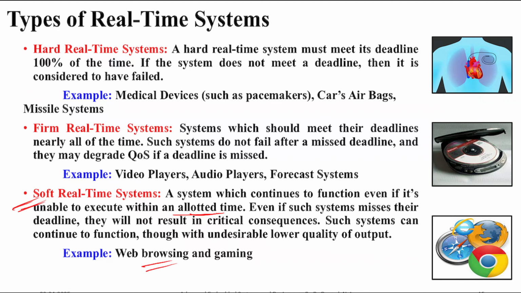For example, web browsing and gaming. There may be times when web browsing takes some extra second, or maybe 2 or 3 extra seconds to generate the output, and that is not causing any harm to us. In such cases, we call the system to be soft real time system.